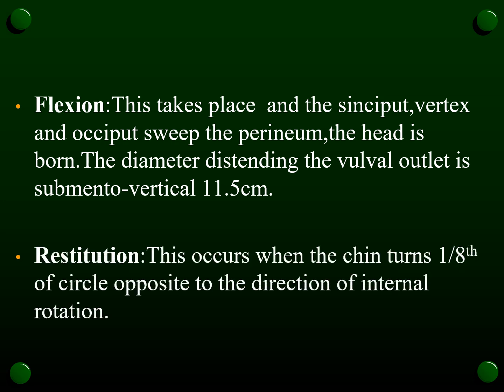Next is restitution. This occurs when the chin turns 1/8 of the circle opposite to the direction of the internal rotation. That is, the twisting movement that has occurred during the internal rotation of the head will be corrected by an untwisting movement.